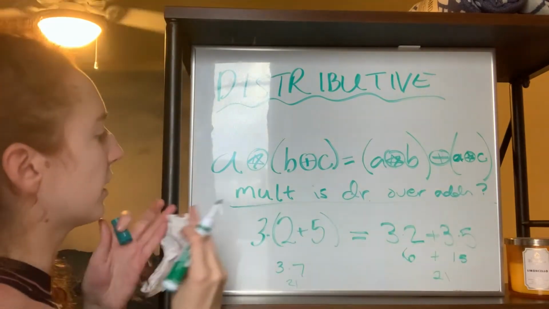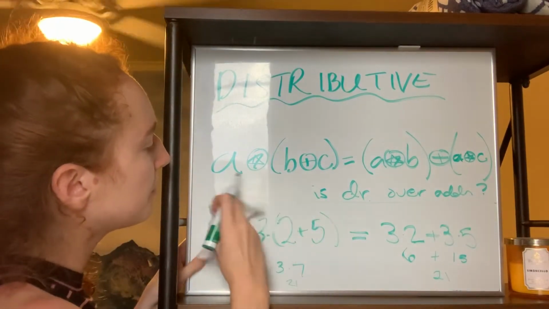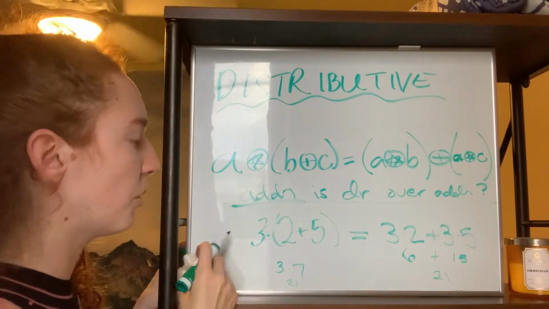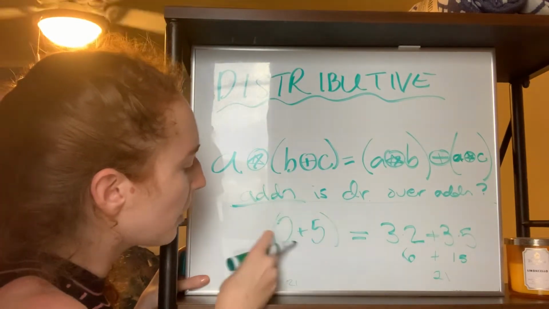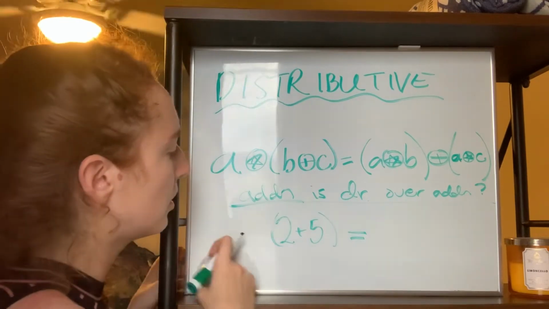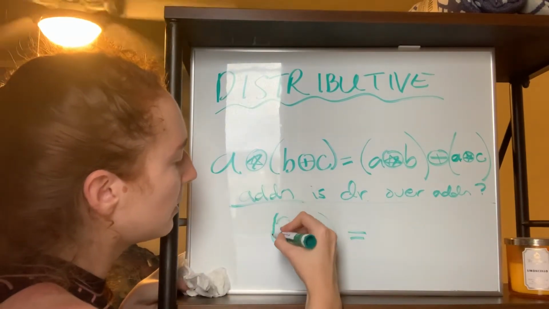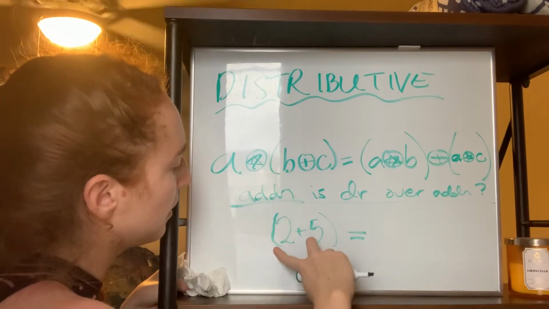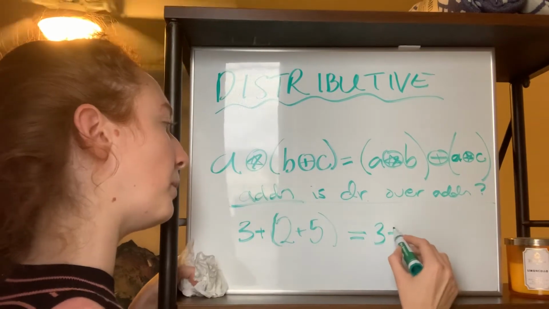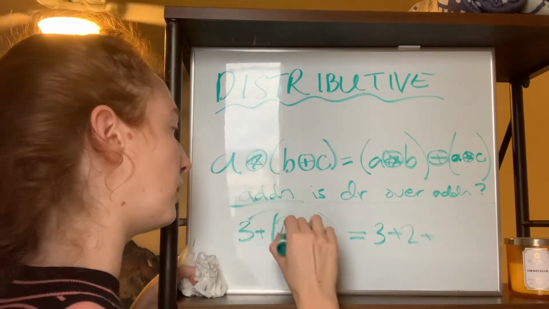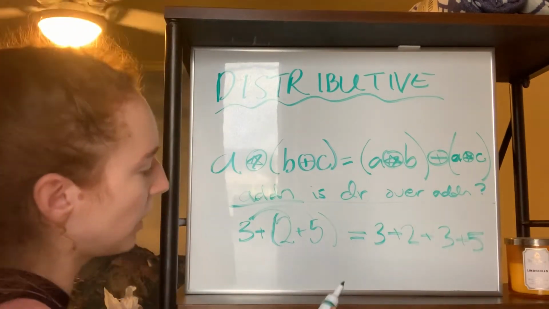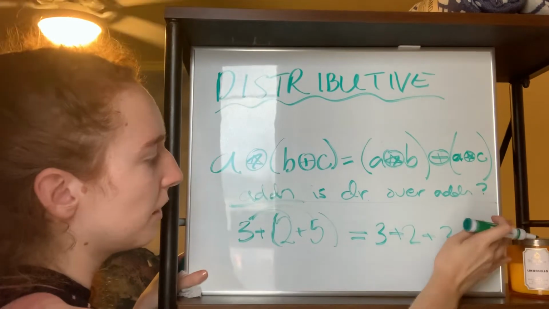All right, let's change our words around a little. Is addition distributive over addition? So what if I just change 3 times to 3 plus? So 2 plus 5 is still in parentheses. But I'm going to have a 3 plus instead of 3 times. Is that really going to be the same as 3 plus 2 plus 3 plus 5? I think we should know maybe from associative property that's not. But if not, we can check it out, right?